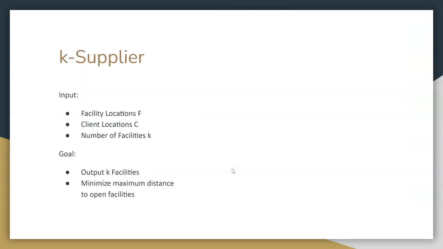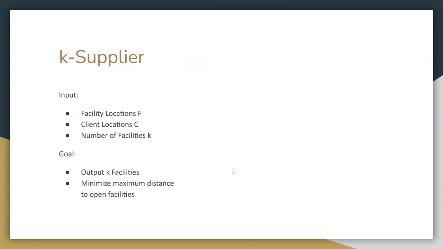This is usually formulated as a classical facility location problem, namely the k-Supplier problem. In this problem, we're given as input facility locations F, where we can place the vaccine centers, and client locations C, which we can think about as each person's homes. And the goal is to place K facilities in order to minimize the distance from the people's homes to the placed facilities.